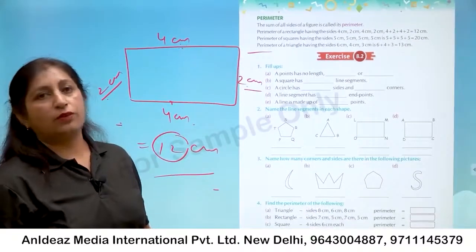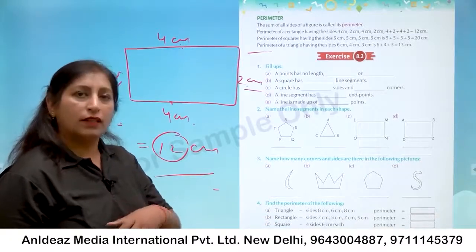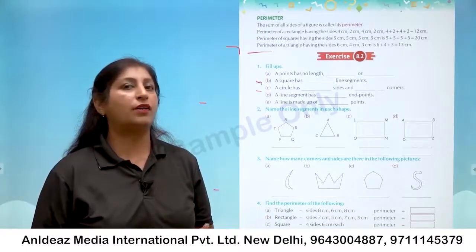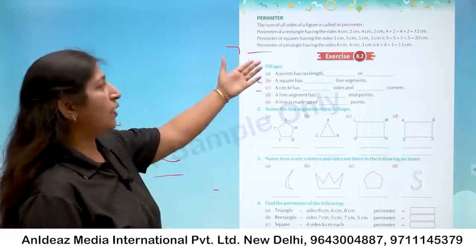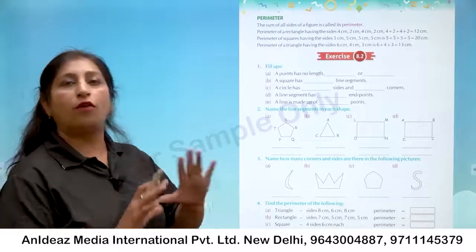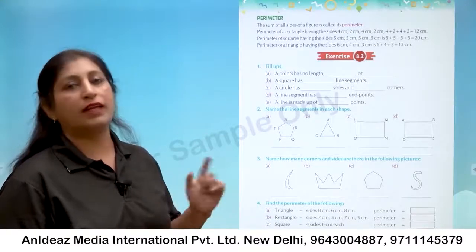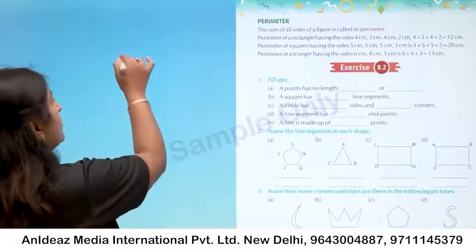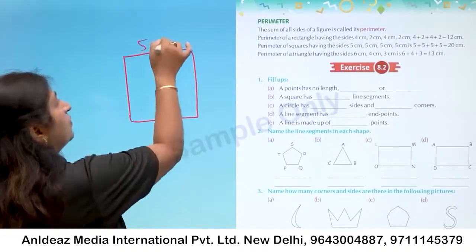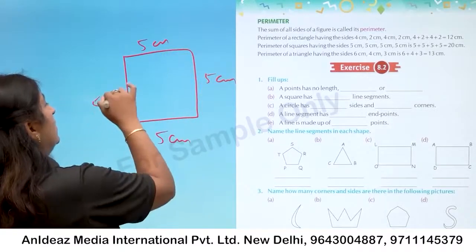Now what about a square? You know that if the length of one side is given, it means you know all the lengths of the 4 sides. Now suppose we are to calculate the perimeter of a square whose side is 5 centimeter. It means the length of all the 4 sides is 5 centimeter because in a square all 4 sides are equal. So all the sides would be 5 centimeter each.